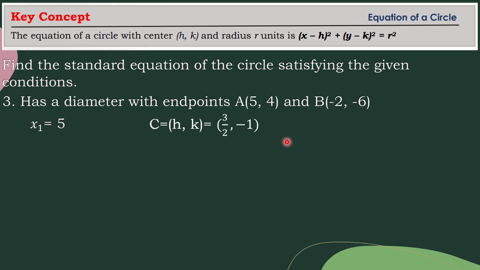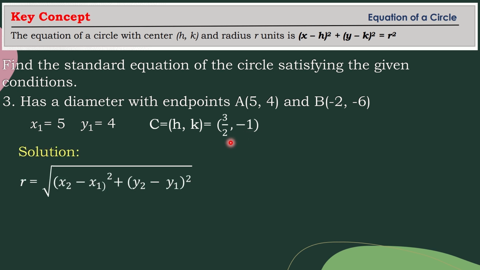So your x coordinate of point A will serve as your x sub 1, this one. And 4 will serve as your y sub 1. And the coordinates of the center will serve as your x sub 2 and y sub 2. So let's proceed to the solution. So the radius is denoted by r equals, using the distance formula, which is denoted by this, the square root of the quantity of x sub 2 minus x sub 1 squared plus the quantity of y sub 2 minus y sub 1 squared. So let's substitute the values.